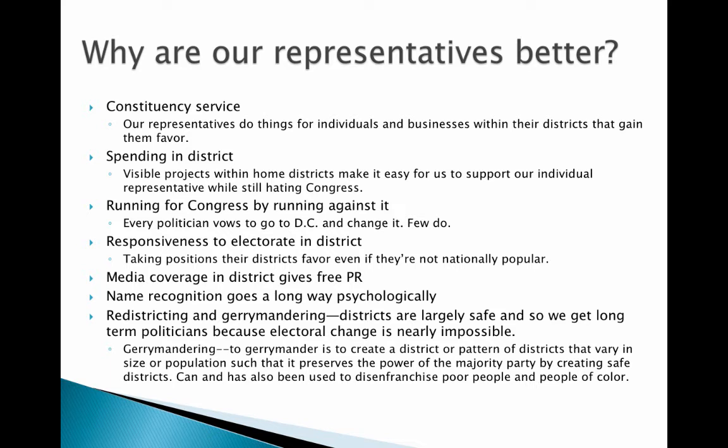Another is spending in district. Members of Congress try and get projects on a federal level, some sort of funding in their own district, and then they take credit for it. Visible projects within their home districts make it easier to say, oh, look, that bridge was repaired because Representative Smith helped get that done. So they're able to take credit for that.